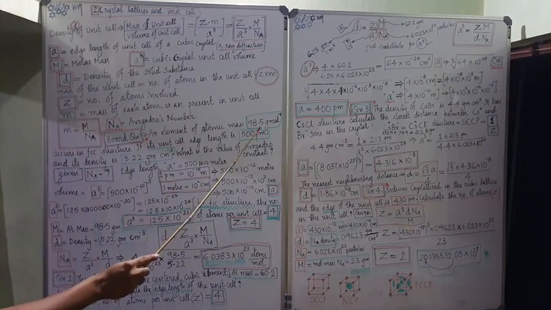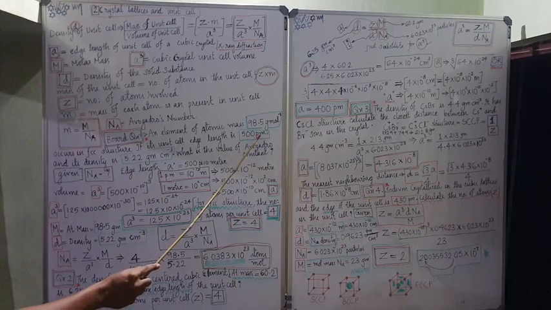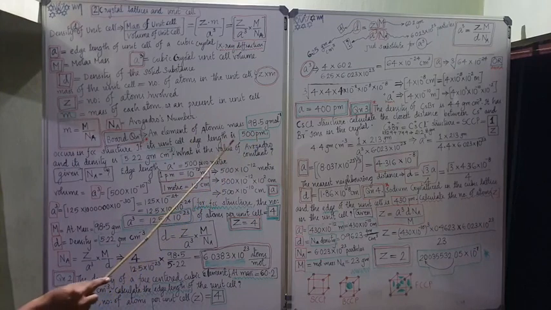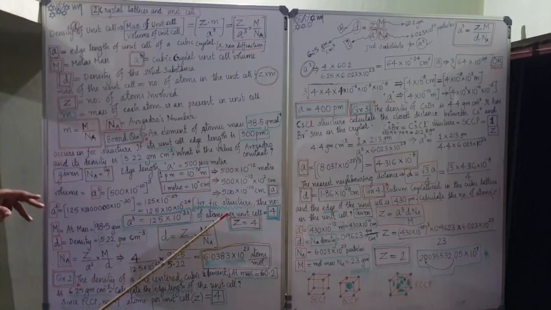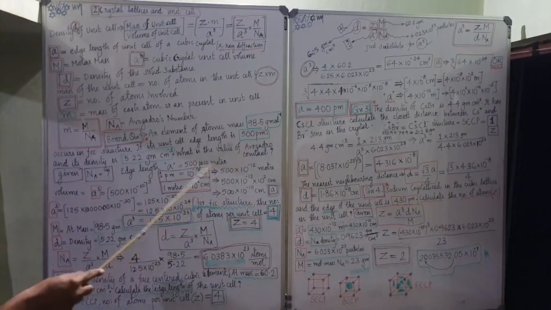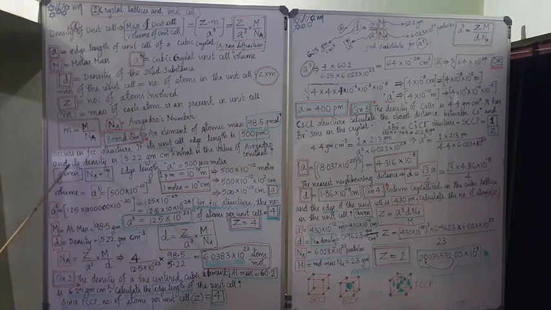An element of atomic mass 98.5 gram per mole occurs in FCC structure. Its unit cell edge length is 500 picometer. What is a picometer? A meter into 10 raised to minus 12, that means a meter divided by 1 followed by 12 zeros. I will represent it afterwards. So 500 picometer is 500 into 10 raised to minus 12 meter. And its density is 5.22 gram per centimeter cube, that is, in each centimeter cube, 5.22 gram is there.